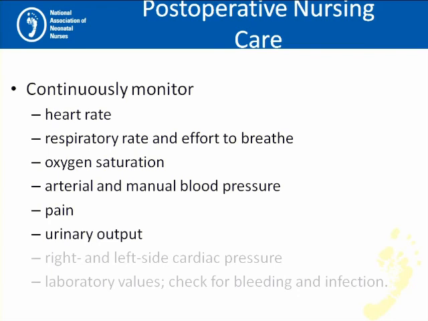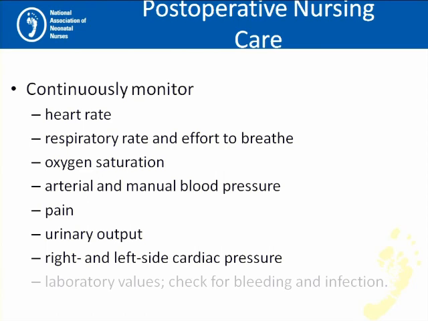Urinary output of 1 to 2 mLs per kilo per hour is an indicator of adequate renal perfusion. Monitor for sudden decrease in urine output. Analgesics may cause urinary retention.